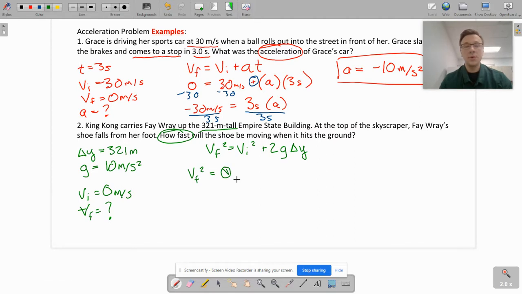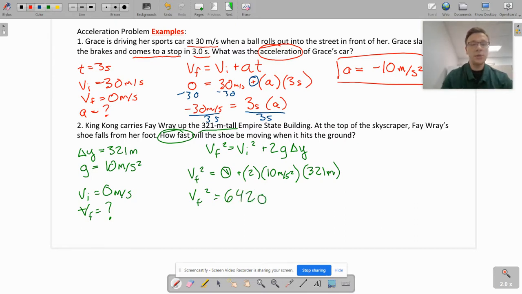Ignore that weird symbol there. Plus, and then we're going to have 2 times 10 meters per second squared times 321 meters. Okay, so we're going to end up with final velocity squared is equal to, you're going to do 321 times 10, which would be 3,210, and then times 2, so 6,420.